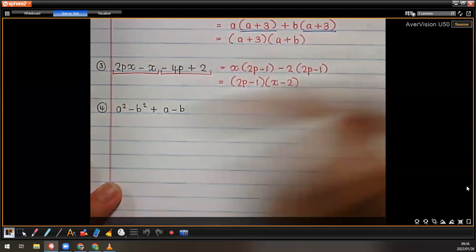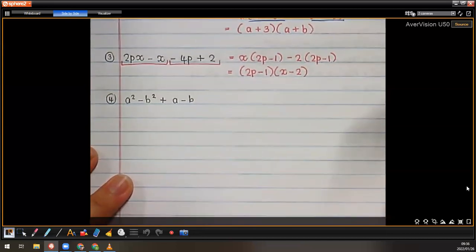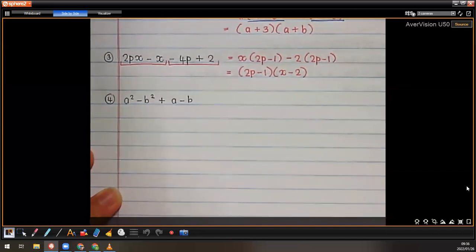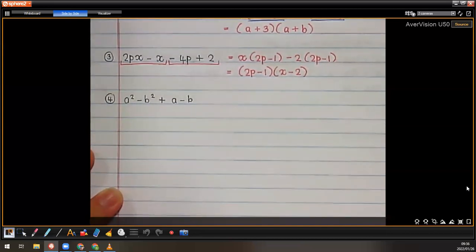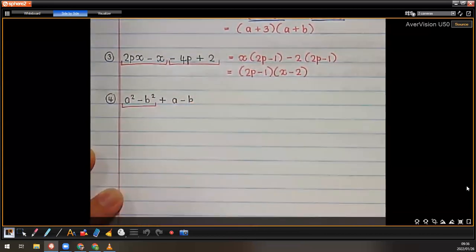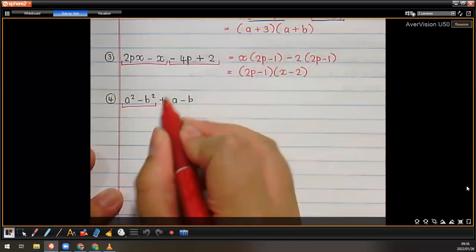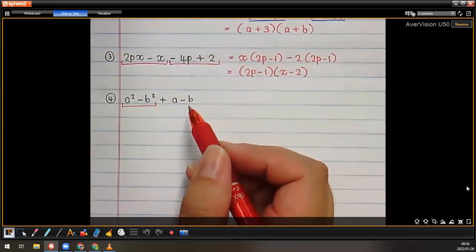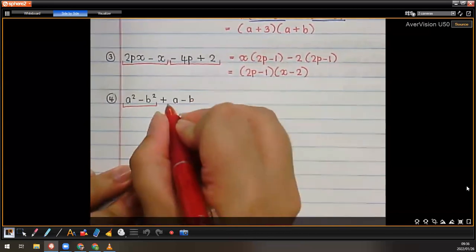It's something different. All right, number 4, a squared minus b squared plus a minus b. Do we notice that the first two terms are actually a difference of two squares? A squared minus b squared, isn't that a difference of two squares? And then how can I group the last two terms together? Is there actually a common factor there? No, so I'm just going to have to put brackets around them, which I am allowed to do.